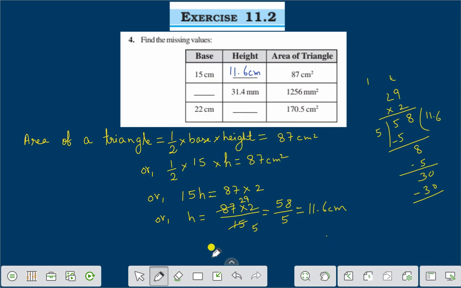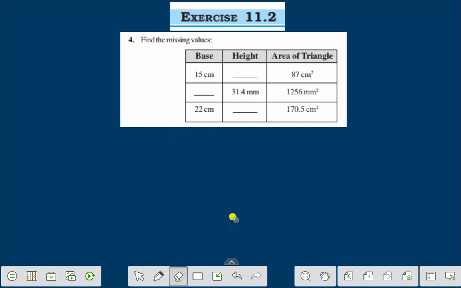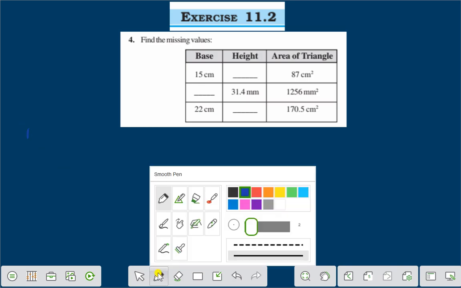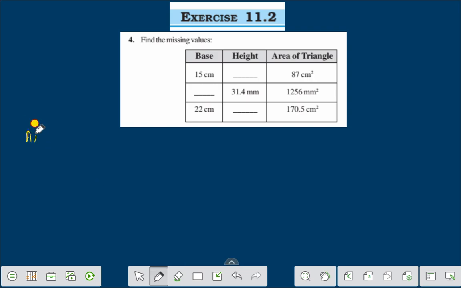Now we solve the next question. We know that the area of a triangle is equal to half into base into height.